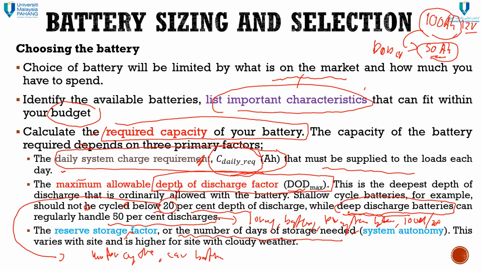So if it rains unstoppably for 3 days, the system can withstand and supply all the lighting, or maybe the fan, or maybe the air conditioner, for example. So how many days? It means that the more days you need to reserve, the more storage battery, more multiples. You need to multiply the capacity. So more budget will be needed to buy extra batteries. That's what we call system autonomy.